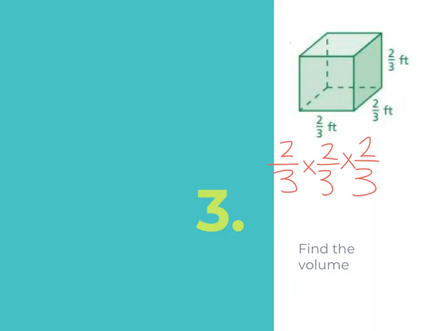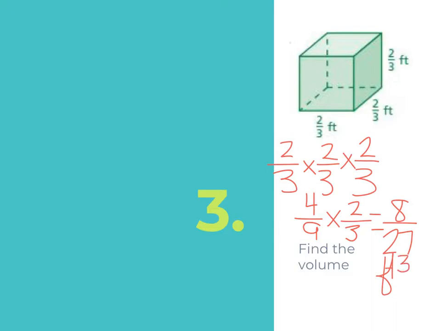Okay, so you should be multiplying 2/3 times 2/3 times 2/3. 2 times 2 is 4, so we've got 4/9 times 2/3. Well, 4 times 2 is 8. 9 times 3 is 27. And then don't forget we have feet cubed. Okay, great job.